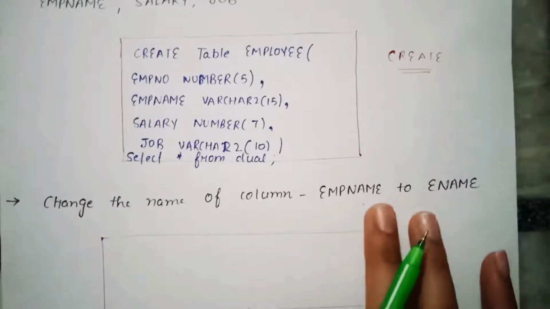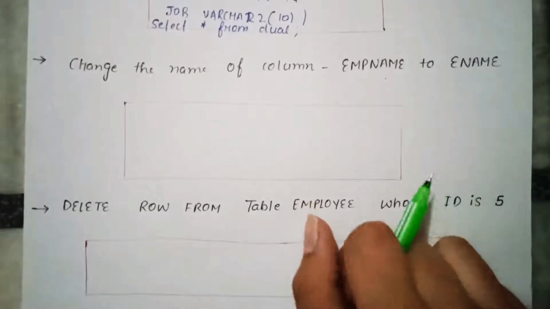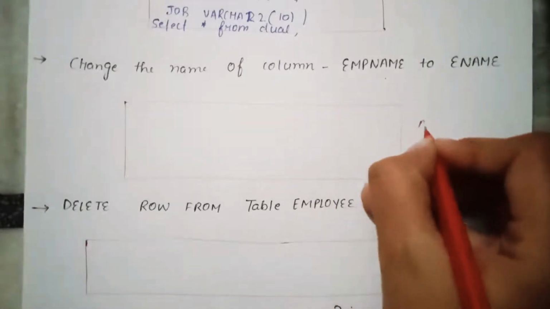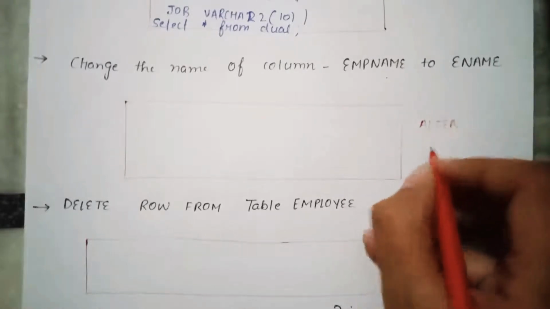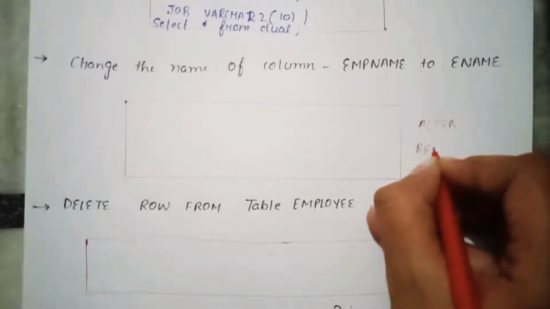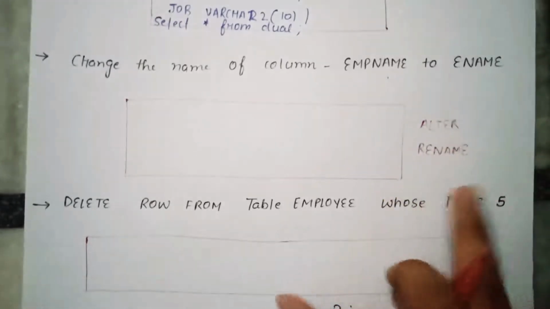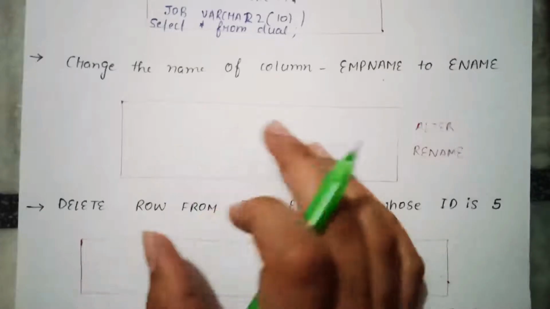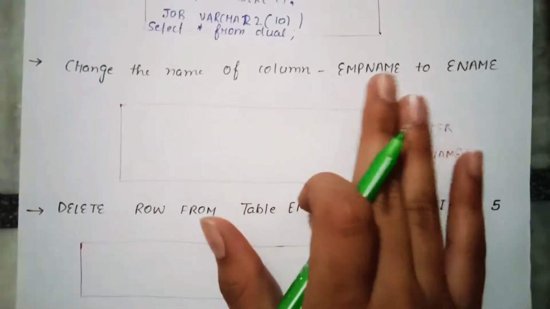We want to change the emp name column to ename. So in order to rename a column in a table we have to make use of 2 commands. The first command is the alter command, and the second command is the rename command. Both these commands are used with each other in order to rename a column in a table. So how do we write the query, in order to rename this column from emp name to ename?